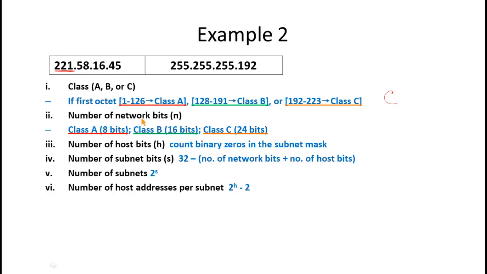Number of network bits. In classful IP addresses, network bits are fixed according to their classes. For example, if it is class C, it will have 24 bits.